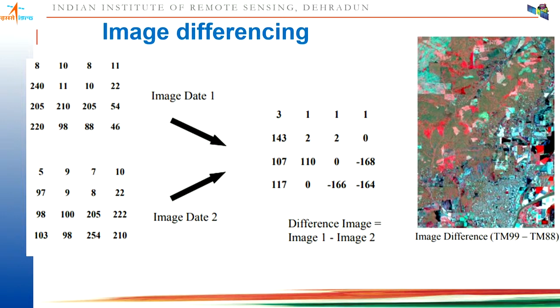Then if our threshold is around 100, let us say, all these values, 143, 107, 110, 117, 166, 168 and 164, will be marked as changed, whereas pixels in which the value is 0, 1, 2, 3 will be marked as no change areas.